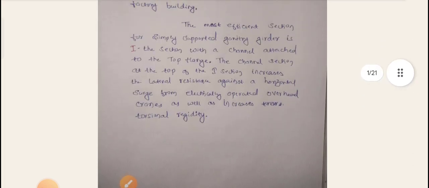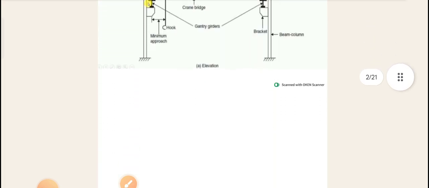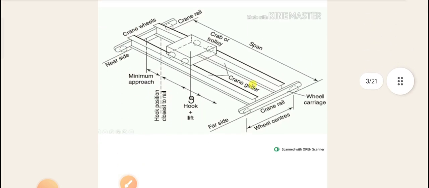In the next part, we are going to understand what the different types of loads are, what the design steps are, and we'll solve one problem on that.